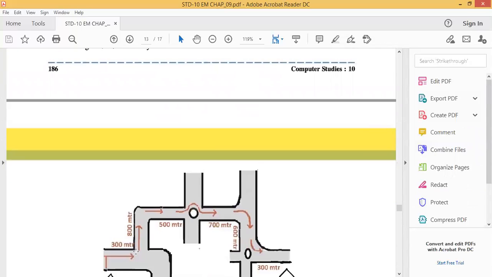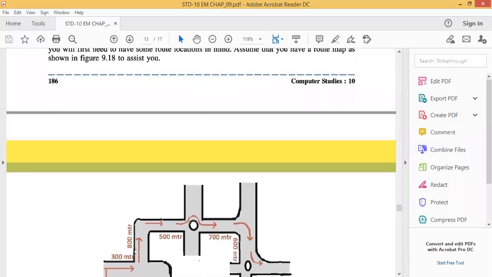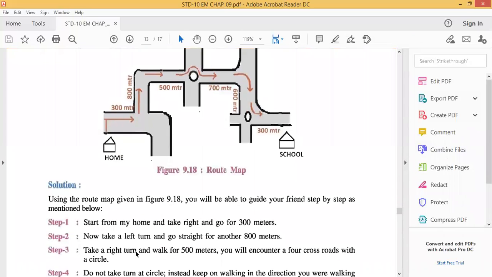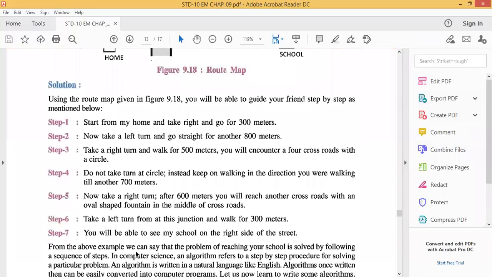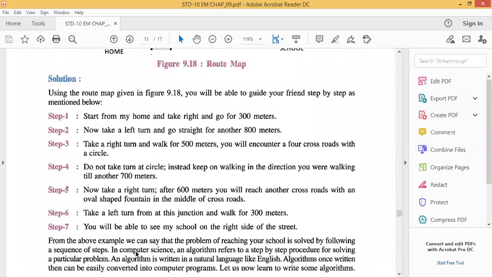Assume that you have a route map as shown in figure. Solution. Step 1. Start from my home and take right to go for 300 meters. Step 2. Now take a left turn and go straight for another 800 meters. Take a right turn and walk for 500 meters. You will encounter a crossroad with a circle.